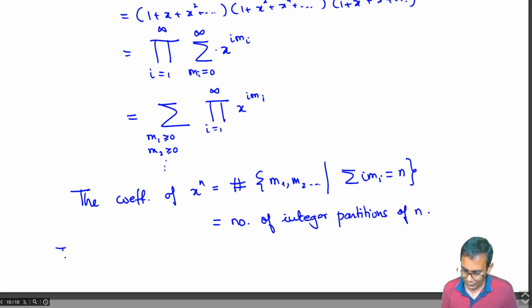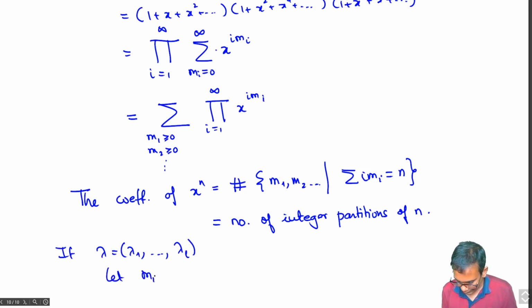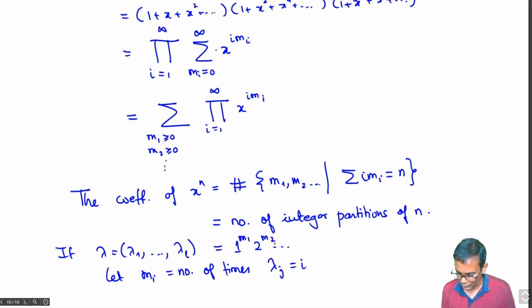In fact, if lambda is equal to lambda 1, lambda 2, lambda L is an integer partition, then you let mi be the number of times lambda j is equal to i. So we will write this as 1 to the power m1, 2 to the power m2, and so on. This is called the exponential notation of the integer partition lambda. So if you know the multiplicity of each integer in the integer partition, then you know the integer partition.